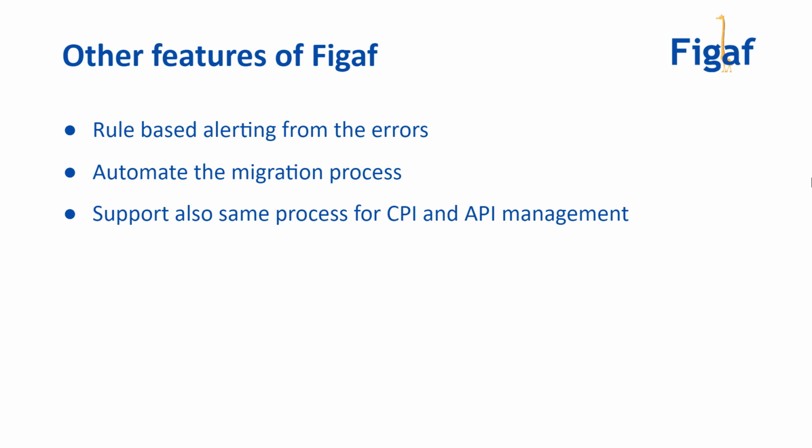There are some other features that the Figaf tool is able to do. It's able to set up really simple setup rules from the alerts that you're getting. It's able to automate the migration process if you're doing a PI to PO migration, and then it supports the same development process, monitoring, alerting for PI, also for CPI and API management, making it a lot easier for you to develop integrations no matter which platform it's on.